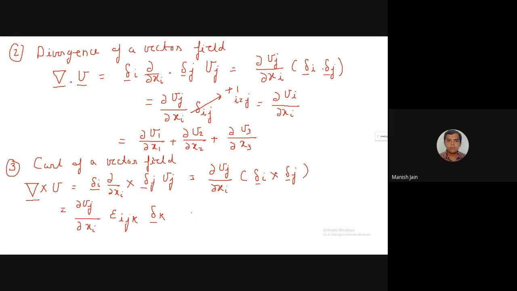So you have this term here. i, j, and k are all dummy indices, so you have three summation signs. This is the curl of a vector field. Next operation is the Laplacian of a scalar field, that is the fourth.